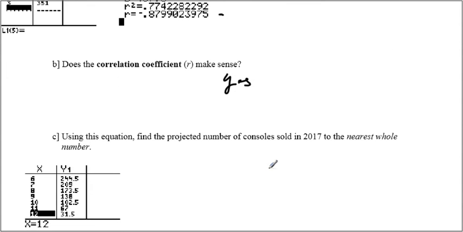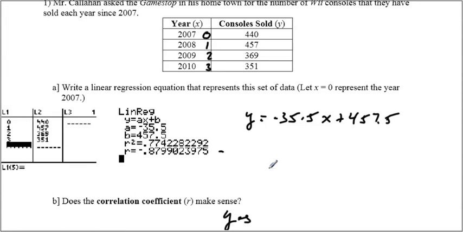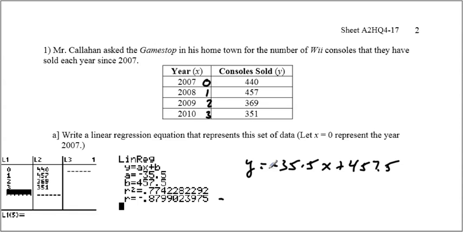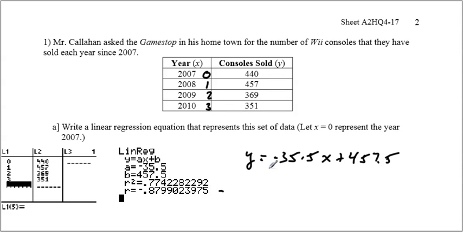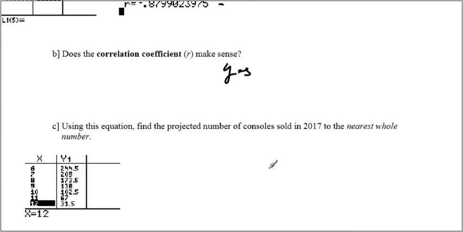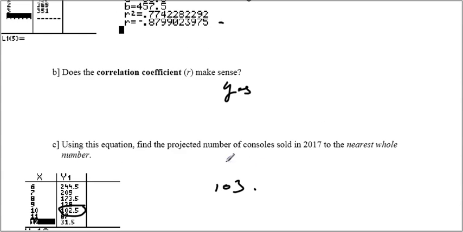And if we're going to project in 2017, so that's going to be 9 years. Nope, sorry, 10 years. So in 10 years we have 102.5, so 103. Good.